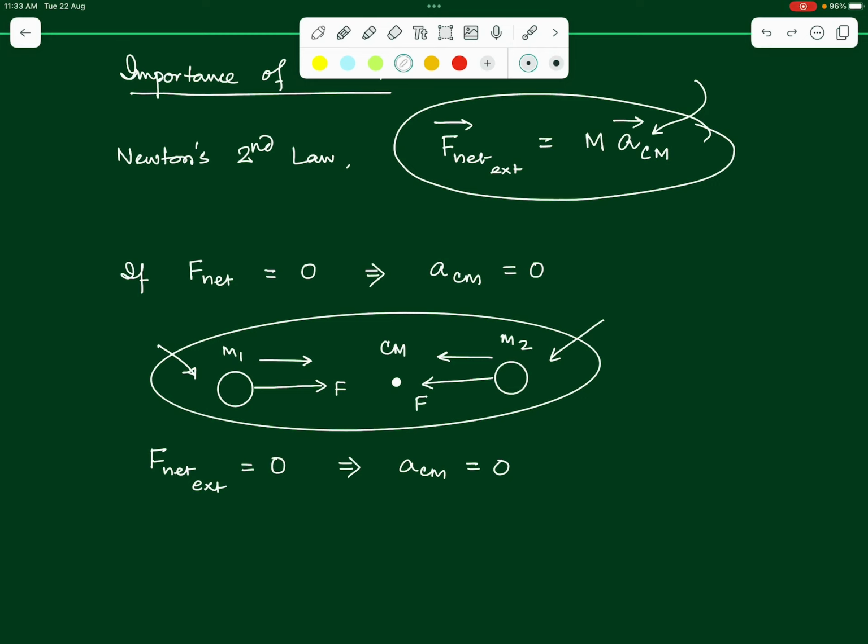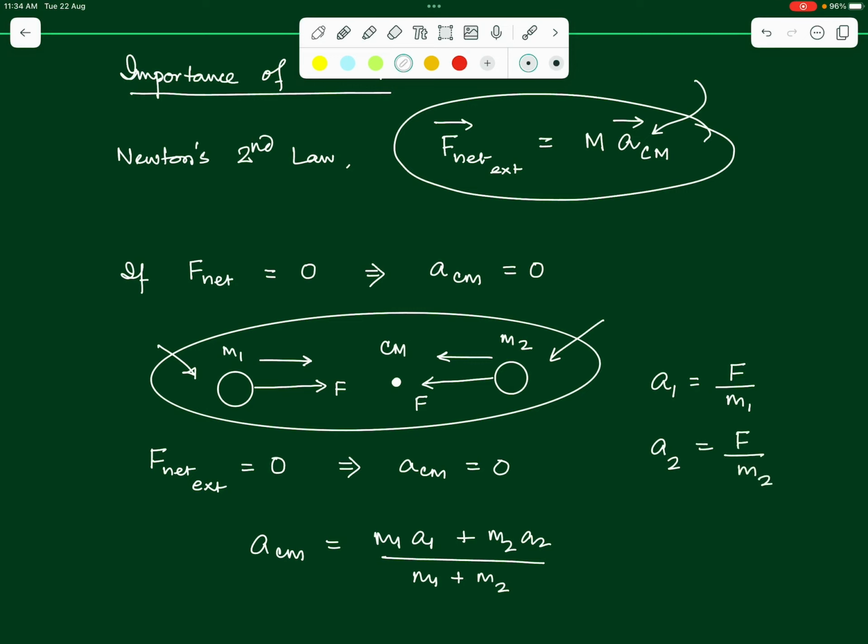How do we check it? See, can we use the formula for finding out the acceleration of center of mass in the above case as (m1 a1 + m2 a2) by (m1 + m2)? Now look at the figure and see what is the value of a1. a1, which is the acceleration of the mass m1, will be the force acting on it divided by its own mass. F by m1 will be a1. Whereas on the same lines, the acceleration of the mass m2 will be the same F by m2.